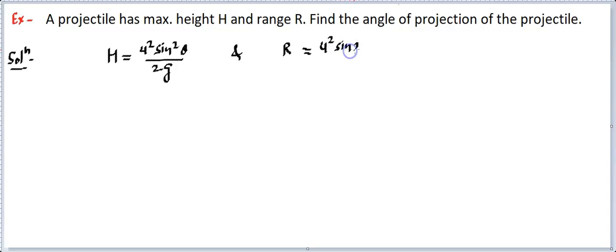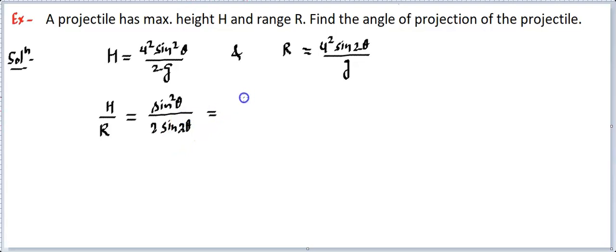sine 2 theta upon g. From here we want to know theta, so we can eliminate u. For that we can divide the two. If we divide the first by the second, the u square gets cancelled out, g gets cancelled out, and you get sine square theta divided by 2, into sine 2 theta.